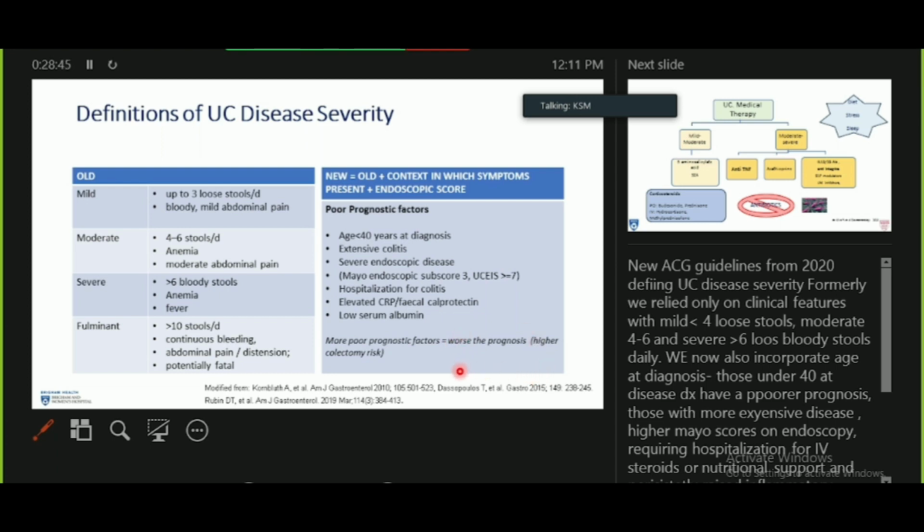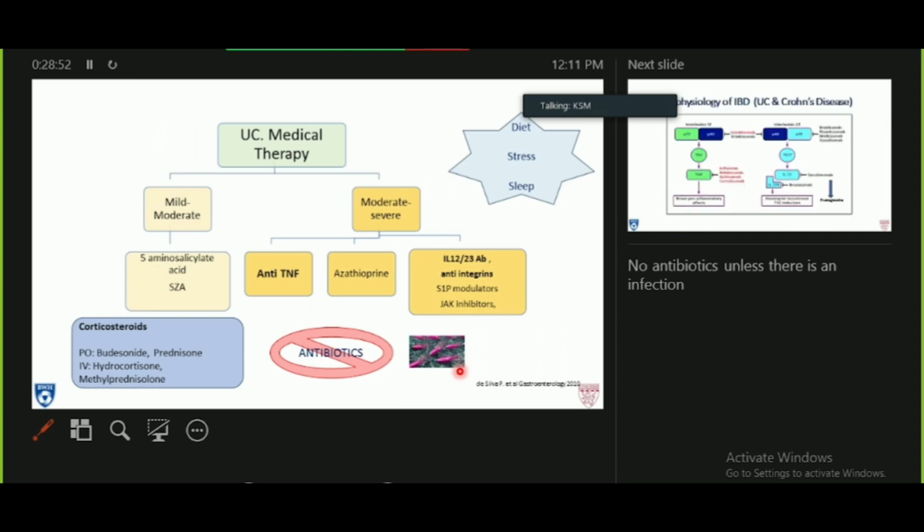So these are people you need to really keep a close eye on, maybe admit them, and make sure that they start to respond to treatment before you send them home. The treatment for ulcerative colitis, I'm just going to talk about medical treatment, is graded based on whether someone has mild to moderate disease or moderate to severe disease. The 5-aminosalicylic acid agents are the bread and butter of treatment of mild to moderate disease. If someone has joint pains, we can give them sulfasalazine as well. These are usually tablets, or you can have enema or rectal preparations.